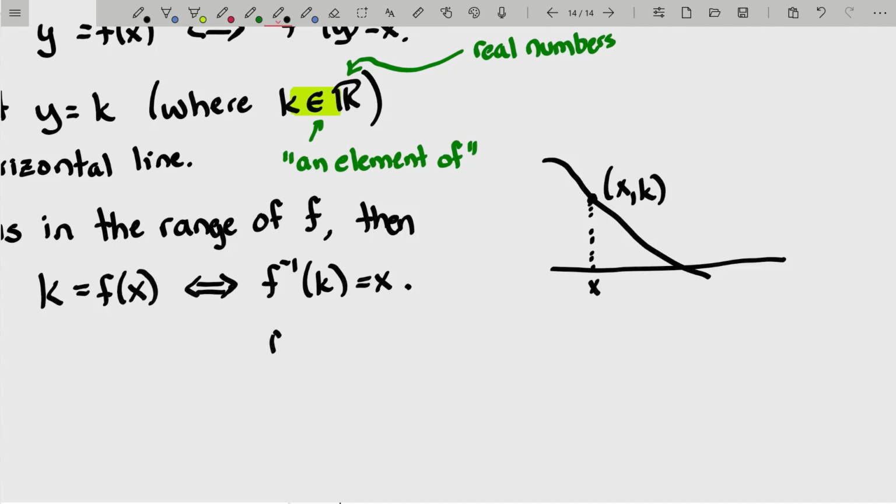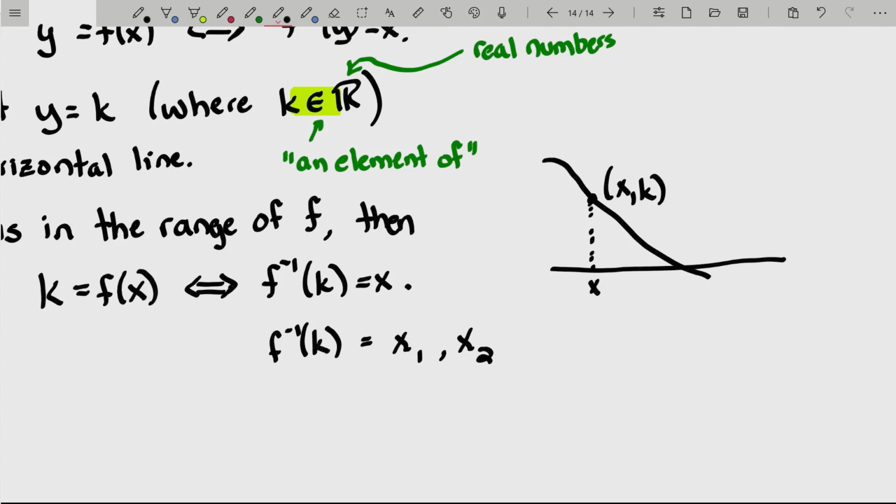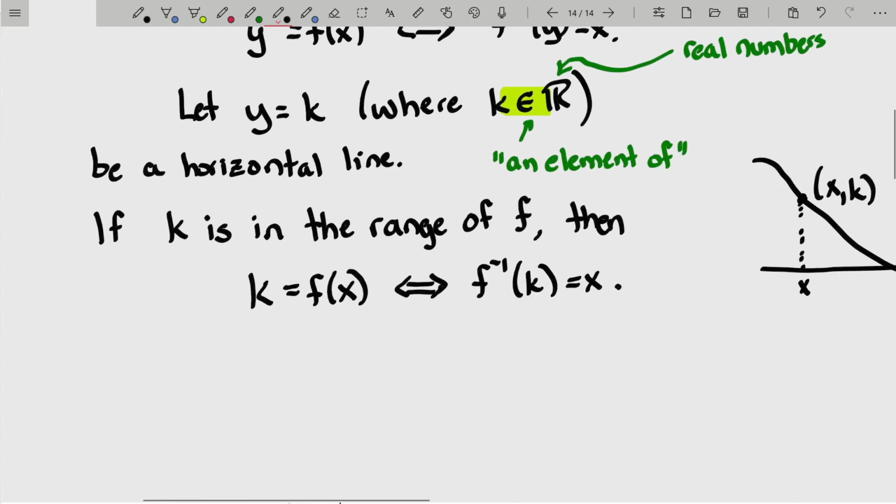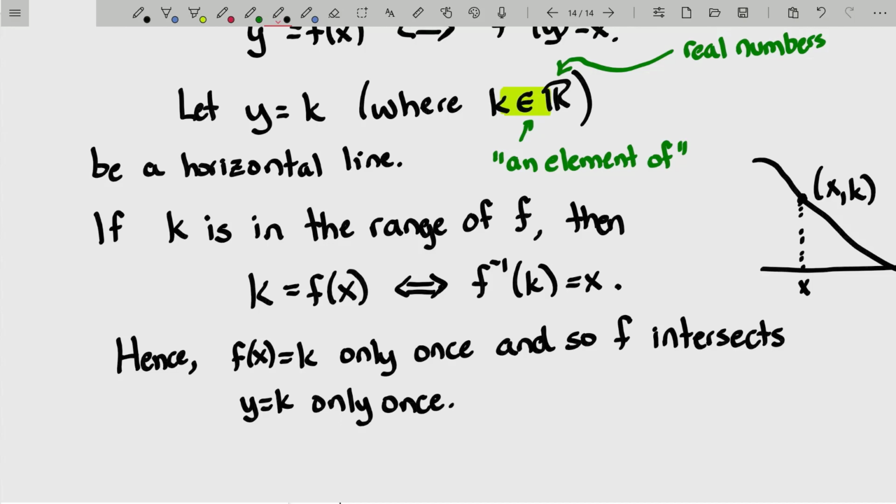If it did, then f inverse of k would lead to two possibilities. And that's not how functions work. F inverse is a function. It can only lead to x once, right? Each input leads to a single output. So therefore, we know that as long as k is in the range of f, then y will equal k only once. And so f intersects y equals k only once.